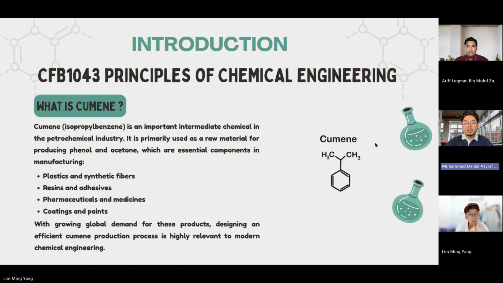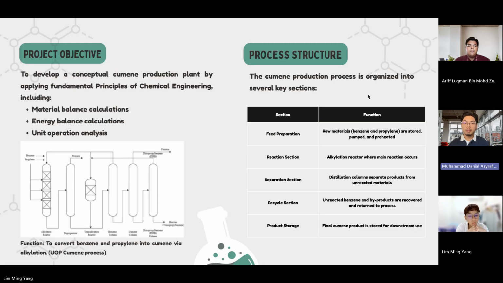Due to increasing global demand of this product, designing an efficient and sustainable cumene production process has become highly relevant in modern chemical engineering. Overall, the plant is designed to convert benzene and propylene into cumene through an alkylation reaction, commonly known as the UOP cumene process. So we're moving on to the process structure.